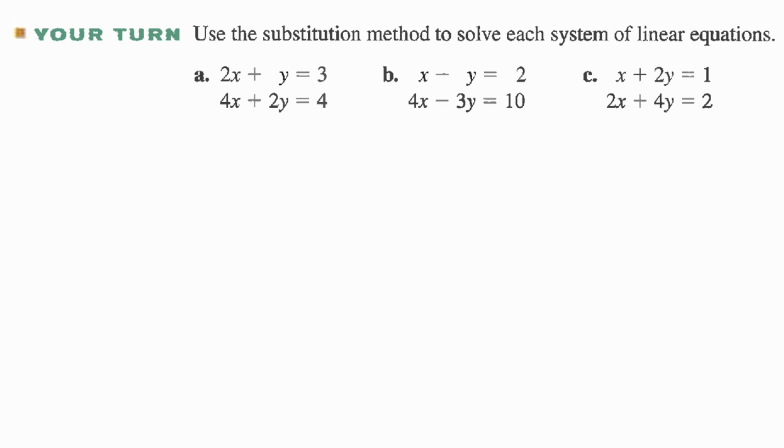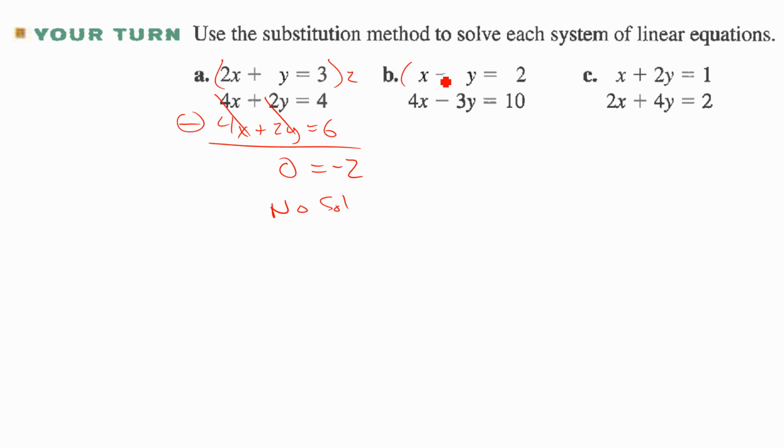Your turn. All right, on A, we could multiply the top equation by 2 if we're using elimination. We would have 4x plus 2y equals 6. If we subtract straight down, the x's and the y's both cancel. 0 equals negative 2. No solution.